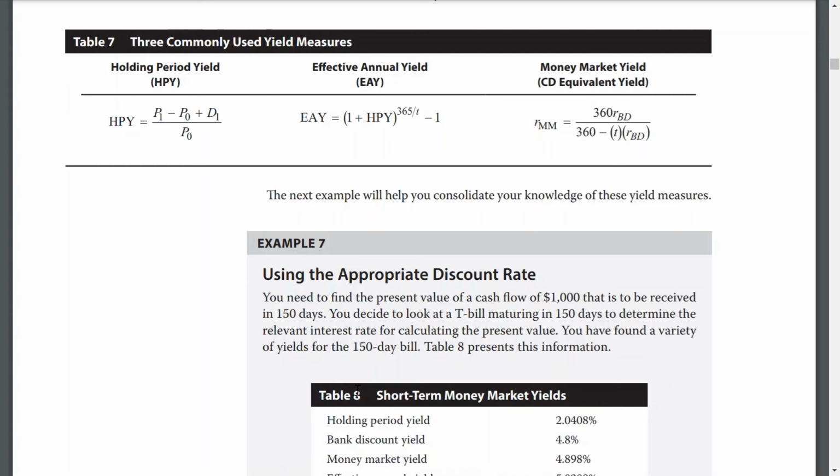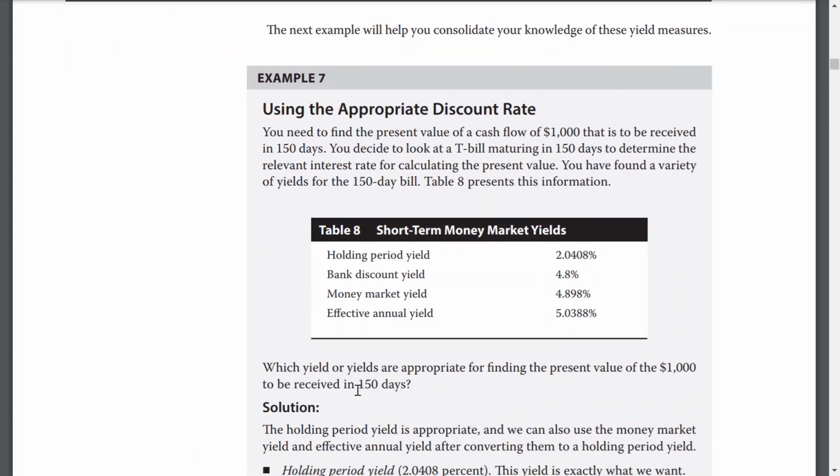Example 7, using the appropriate discount rate. You need to find the present value of a cash flow of $1,000 to be received in 150 days. You decide to look at a T-bill maturing in 150 days to determine the relevant interest rate for calculating the present value. You find a variety of yields for the 150-day bill. Table 8 presents this information.